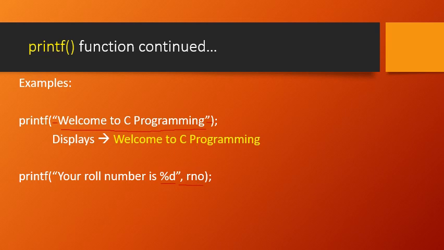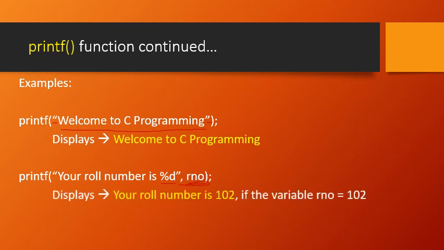What this format specifier says is that in this printf statement, I am using a variable and I want to print its value. Assume that this variable RNO has 102 as the stored value. Then this printf statement will print your roll number is 102 on the screen. How does it work? Within the double quotes, whatever we write, it prints exactly the same way.